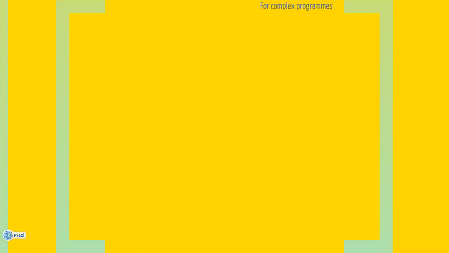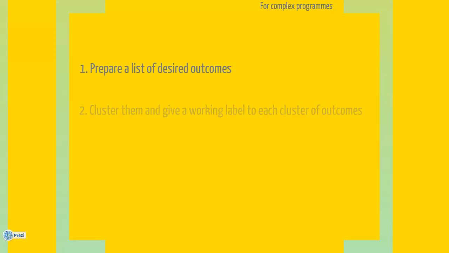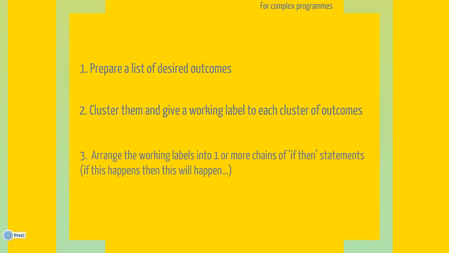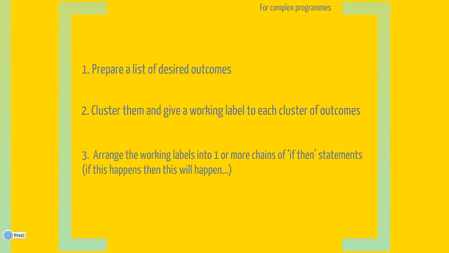Lastly, you could prepare a list of all the desired outcomes that you can think of, cluster them and give a working label to each cluster of outcomes, and arrange the working labels into one or more chains of if-then statements. If this happens, then this will happen. For example, here are some outcomes that the HIV prevention program for youth would like to achieve.